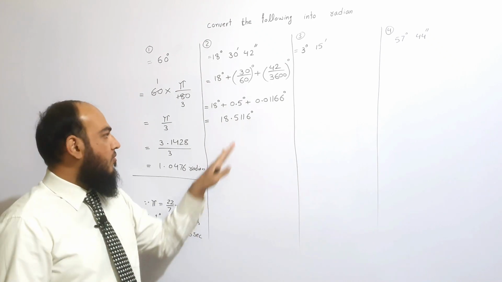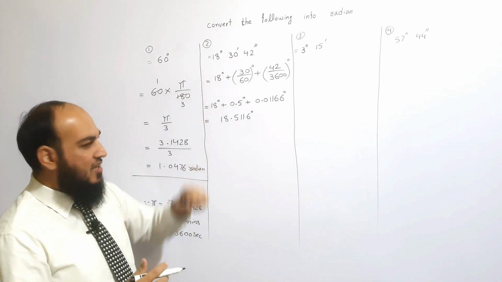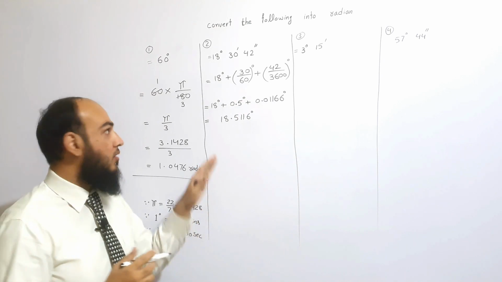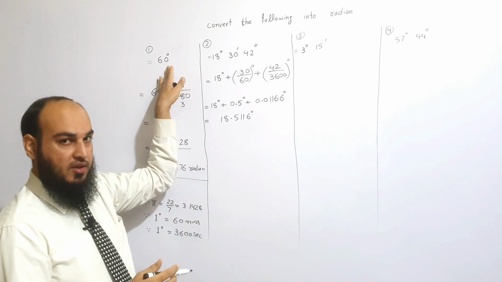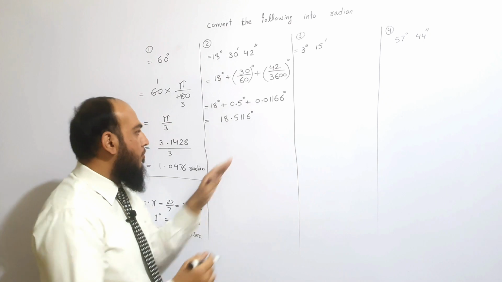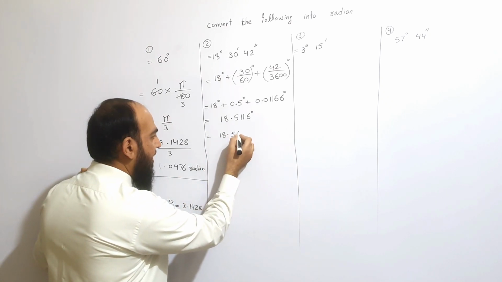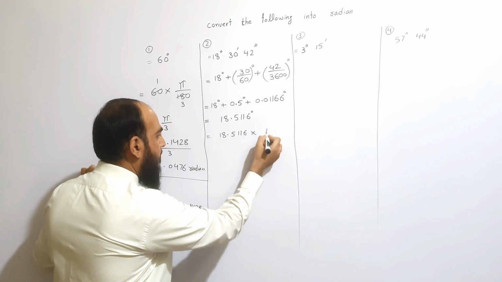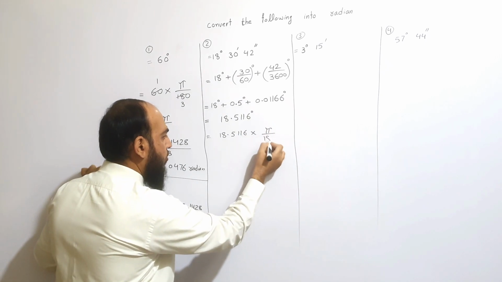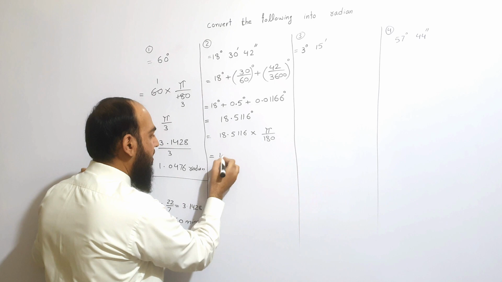Similarly, as we did in the first question, which was in degrees, here the method is the same. You have to multiply it by pi over 180 to convert it into radian.